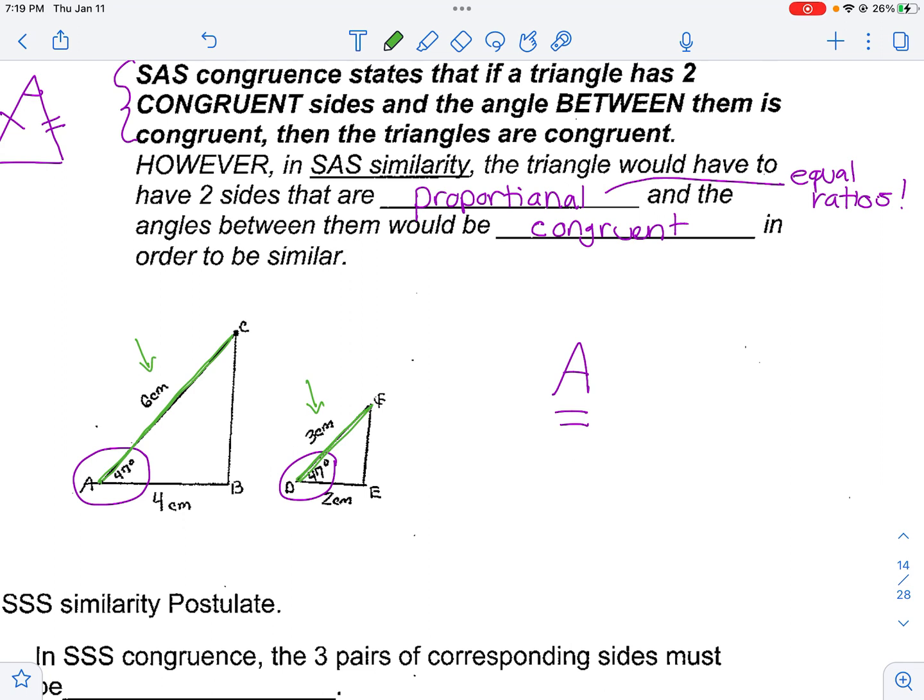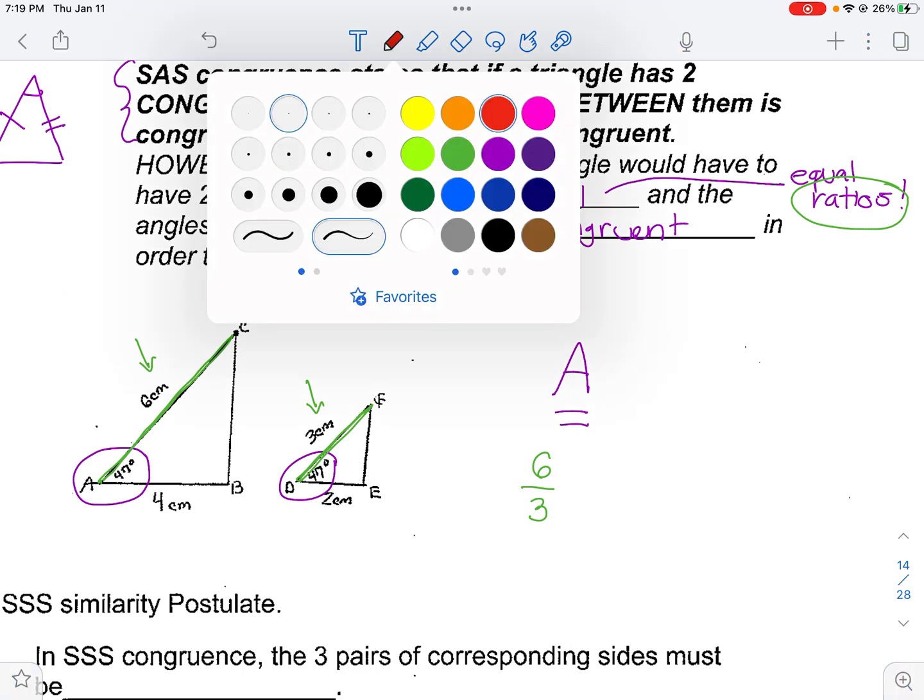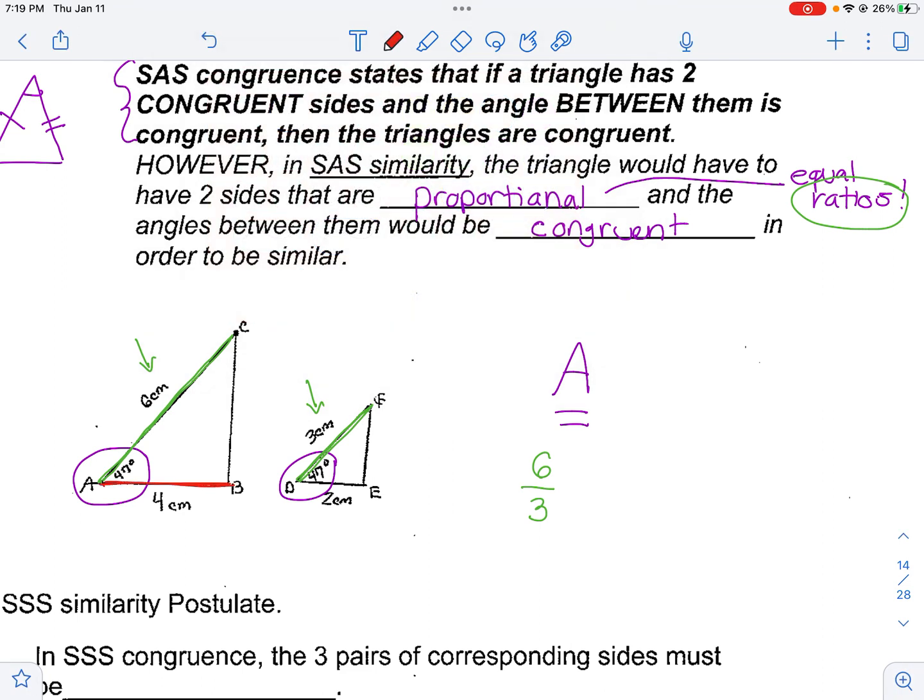What I'm going to do is write a ratio comparing those sides. A ratio can just be a fraction. We can just write 6/3, or we could write 3/6. Then I'm going to look at the pair of sides on the other side of the angle. So I'm going to look at that one, and that one, and write the same ratio in the same order. So once again here, I'm going to write a ratio 4/2.